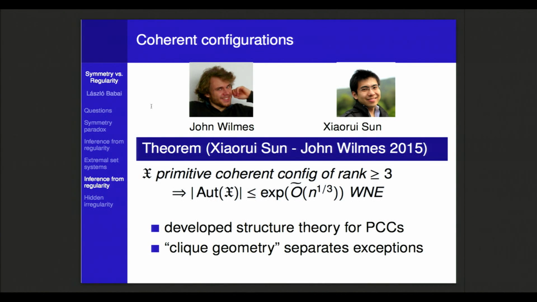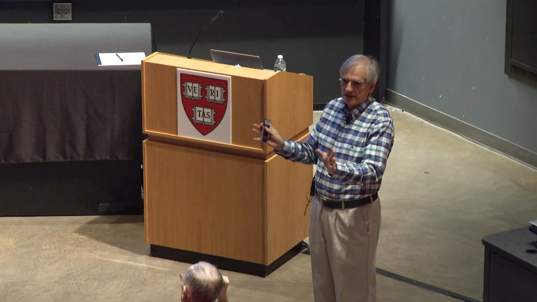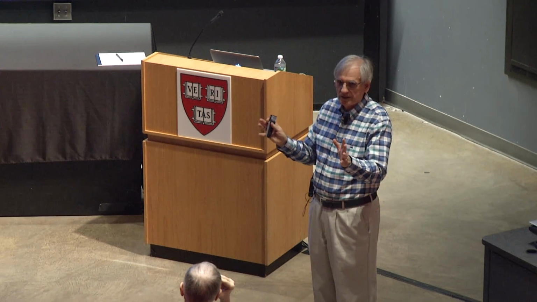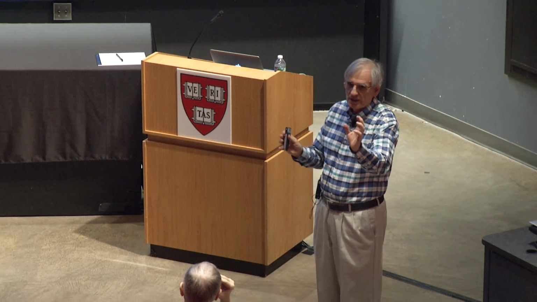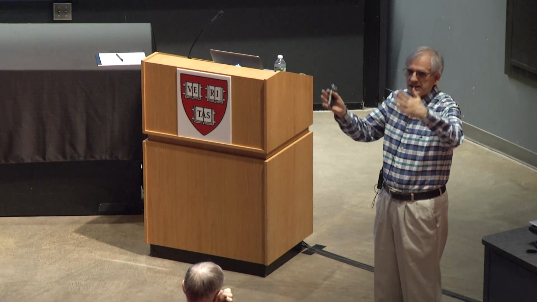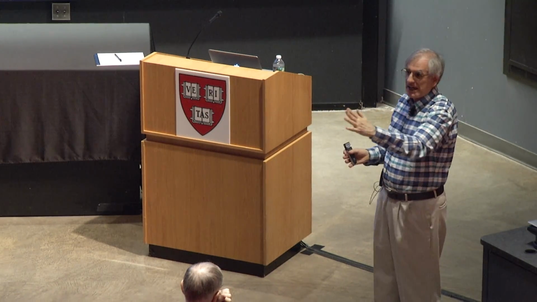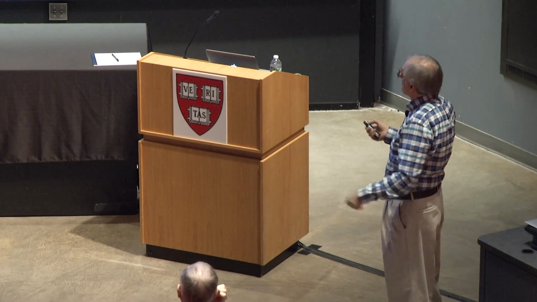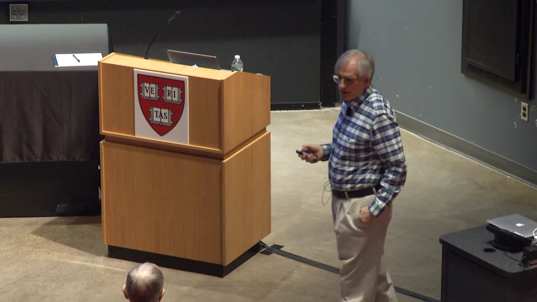So my students, John Wilmes and Shaori Sun, who was a student at Columbia University, reduced the exponent to 1/3. And here, again, you have to realize that proving something for all objects in a class may be hard or maybe not so hard, but proving something with exceptions adds to the intellectual challenge. Very clearly, we need to build a big gap between the exceptions and everything else. And so they developed an entire structure theory of primitive coherent configurations.